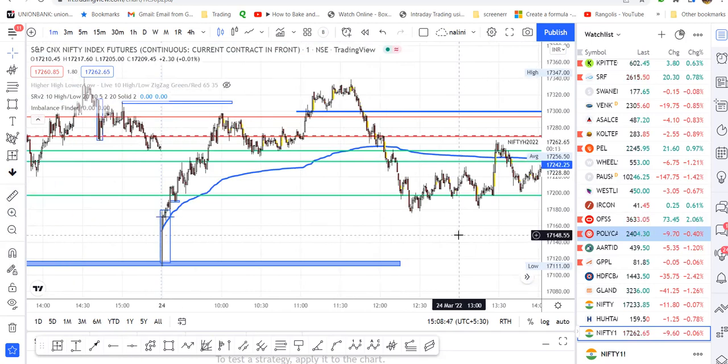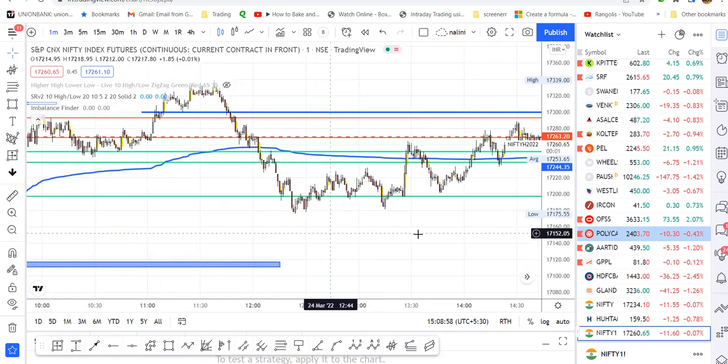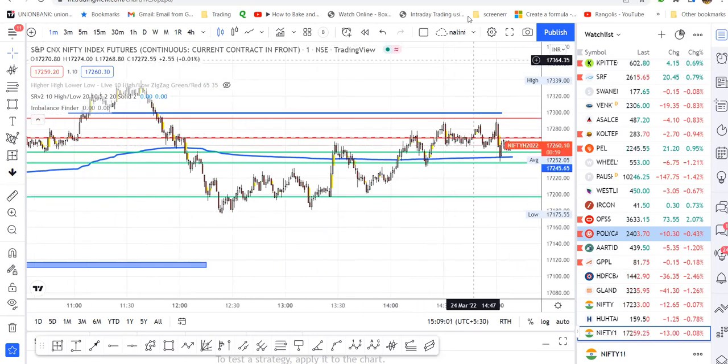I hope this will enlighten you to learn about order flows and break of structure and also imbalances and fair value gaps. This is a very good thing. You need to learn about this.